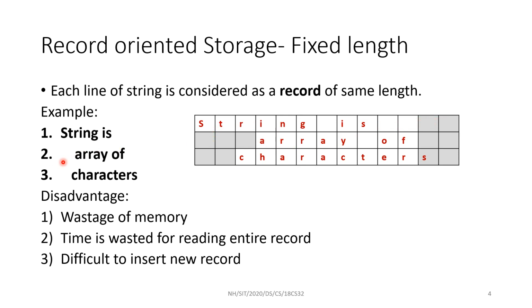The second record starts with a null blank character, spaces 3, then ARRAY space OF. This is unfilled. Beginning and ending can be left as they are, but these middle spaces are part of the string. The third record is spaces, characters. This is a fixed length record.